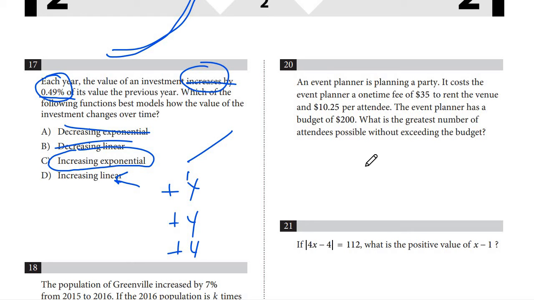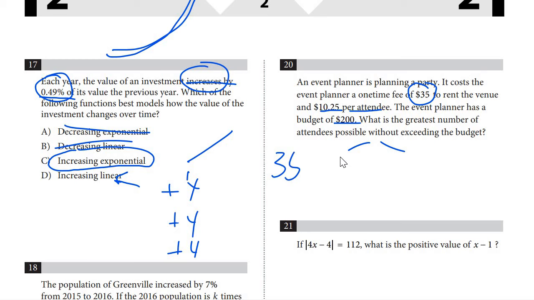I do 20 because that's right next to me here. An event planner is planning a party. That's nice. For $35 to rent the venue at $10.25 per attendee, and the event planner has $200 total. So now I guess there's two ways you can solve it. You can either solve an inequality.